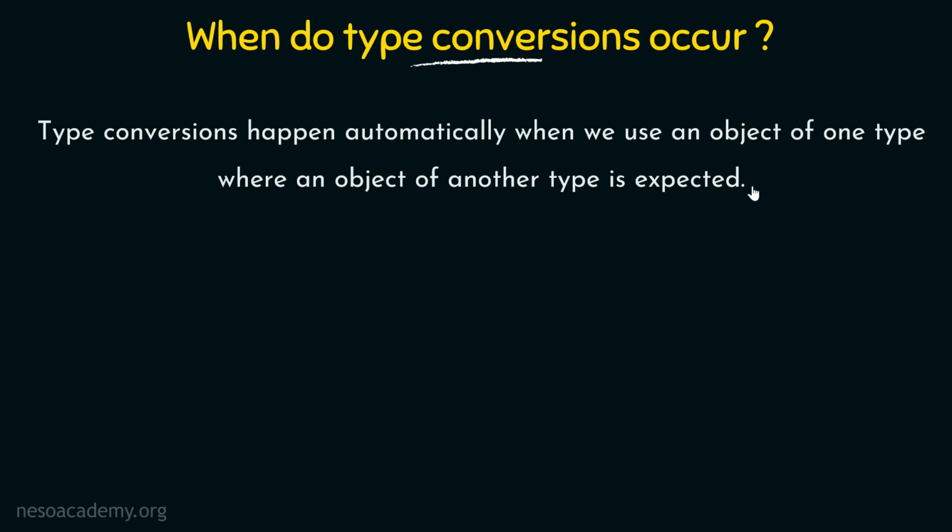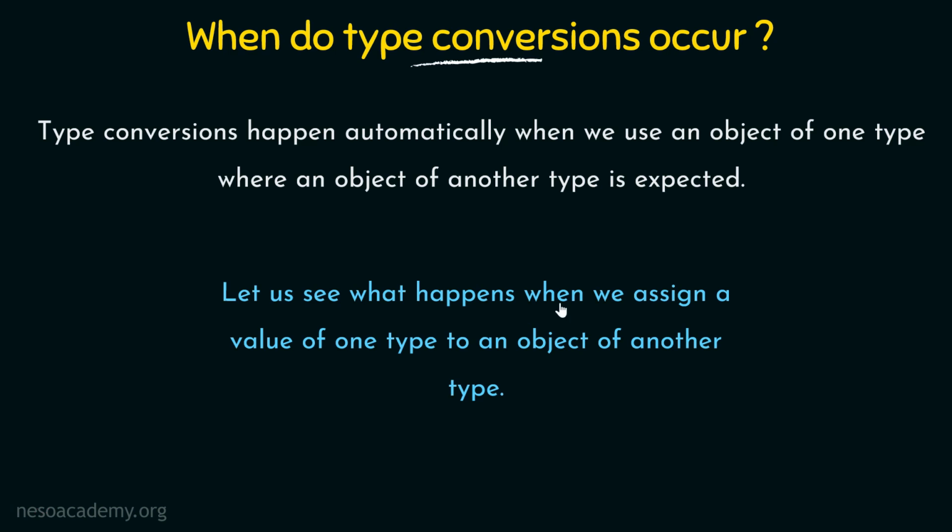Let me take an example. Let's say we have declared an integer variable, and we know that integer variables can take only integer values. But when assigning a value to that integer variable, let's say we assign a value with a decimal. We know that integers cannot take decimal values. The variable was expecting an integer value, but what we assigned was a decimal value, a floating point type. This is when type conversion has to take place.